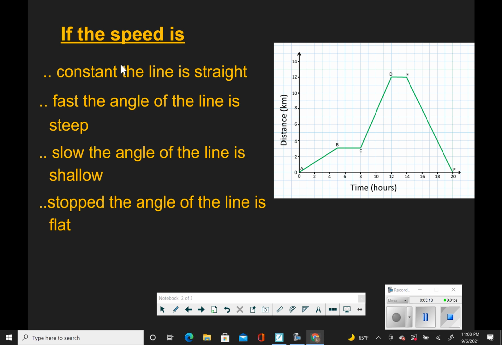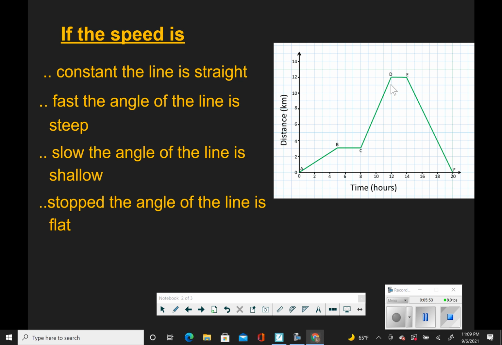If the line is straight, that means the speed is constant. So between A and B, the speed is constant. The object is moving, but it is moving at a constant rate. From B to C, it is at a constant rate. In these terms, it is stopped. The flat line means it's stopped.